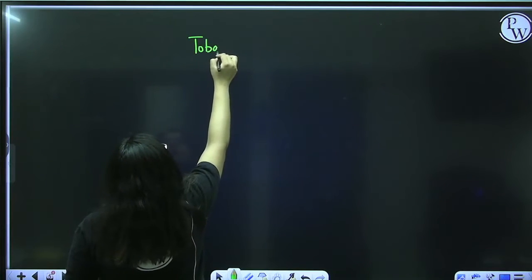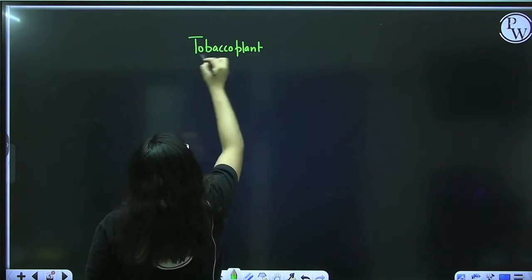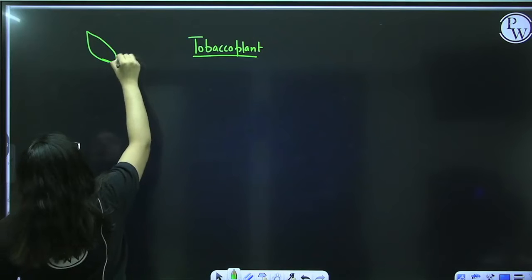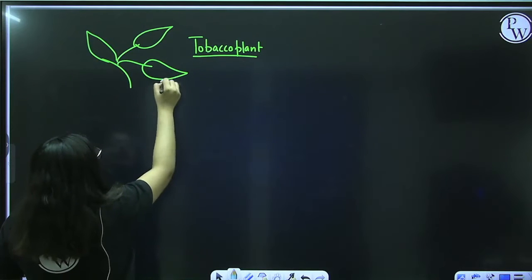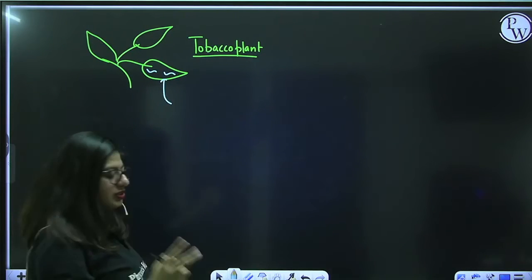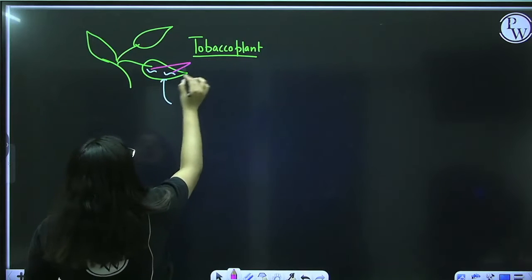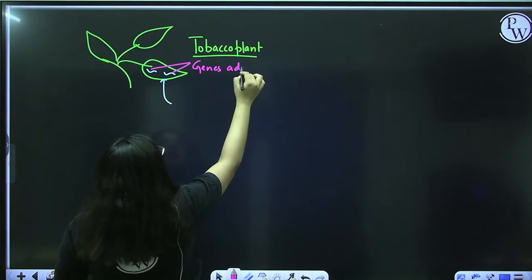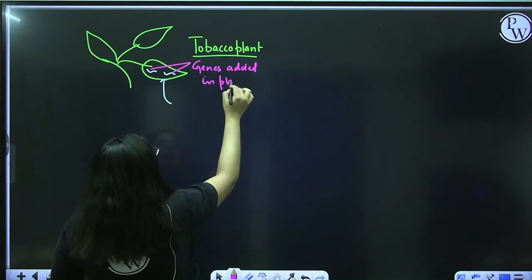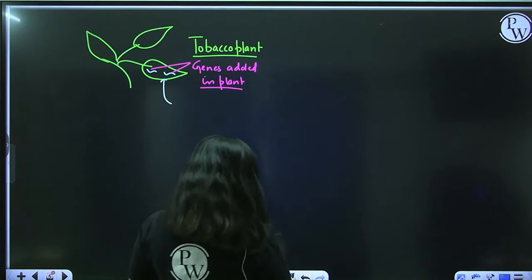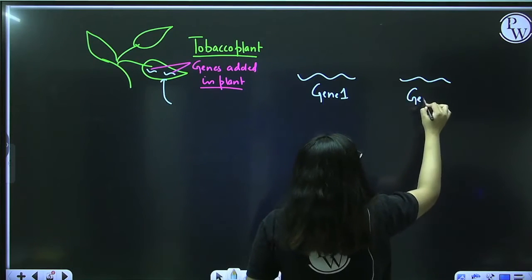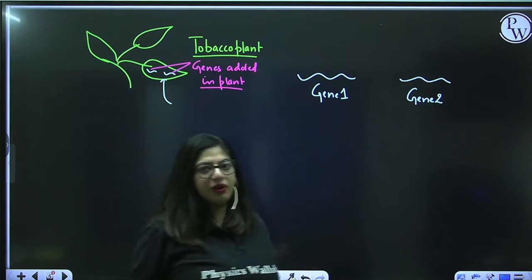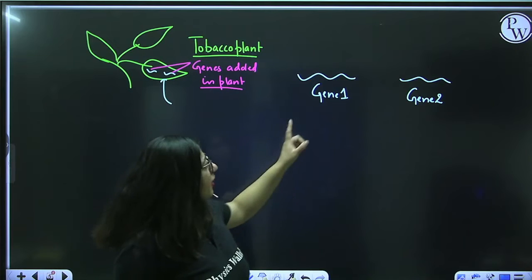So we took a tobacco plant. All right, imagine this is your tobacco plant. In the tobacco plant, we added two genes. So genes were added in the plant. Say it be gene 1, say it be gene 2. Because this is a genetically modified organism, genes will be added. So here we have added gene 1 and gene 2.